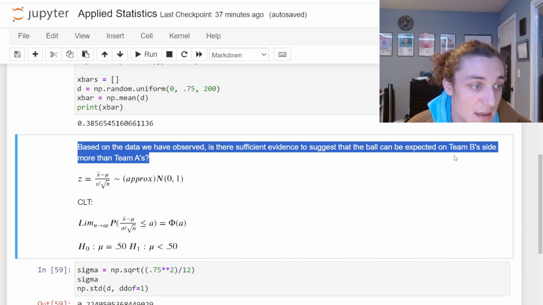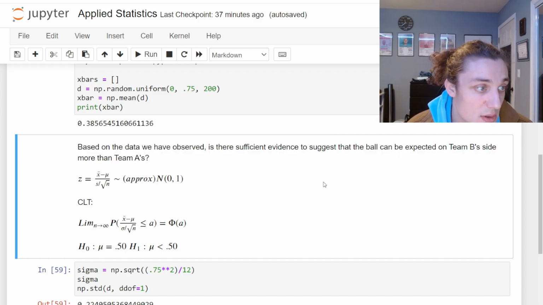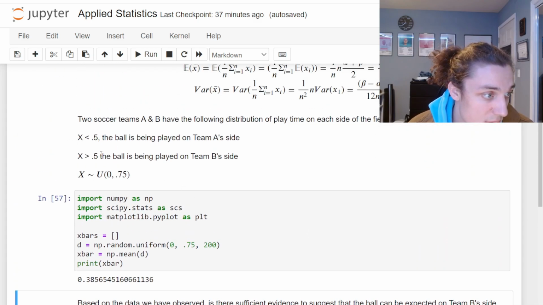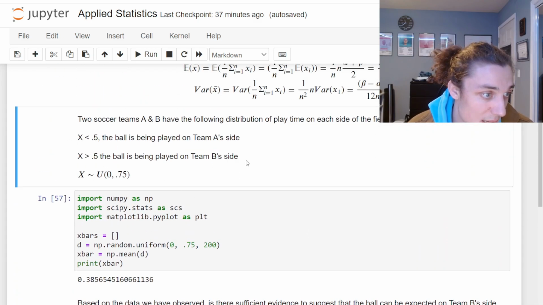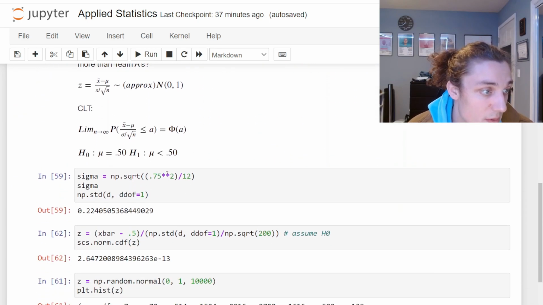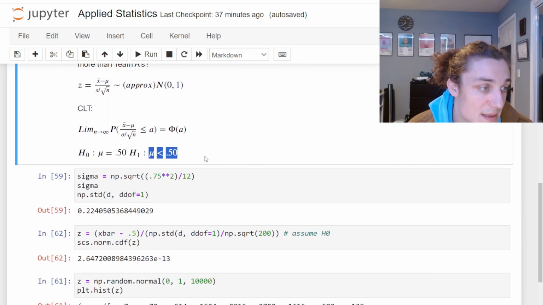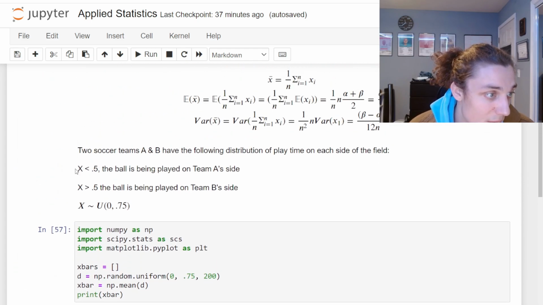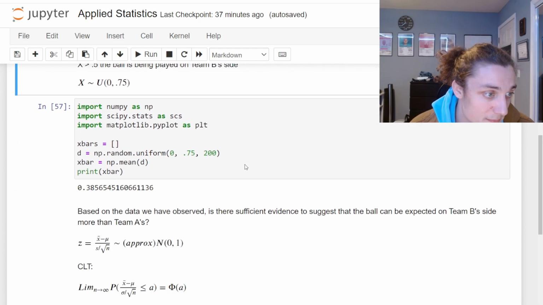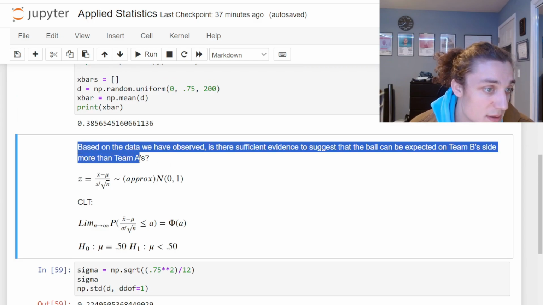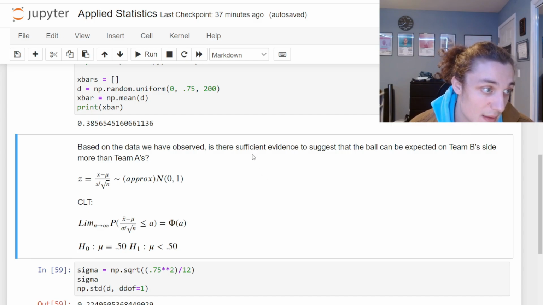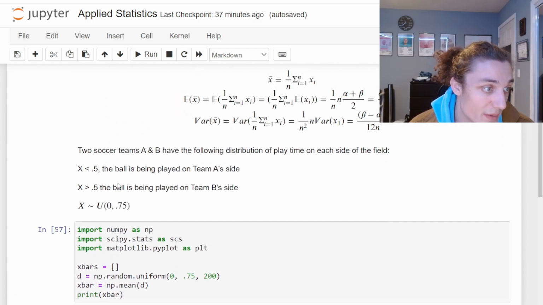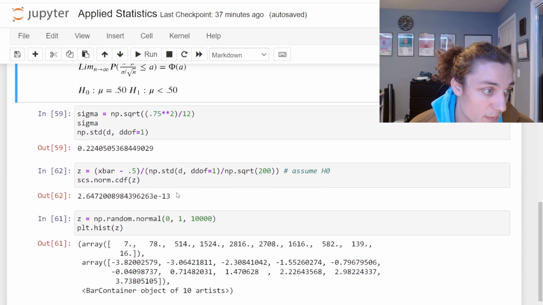So if this were the case, that is greater than 0.5, we would be on Team B's side most of the game. We're saying absolutely not. We're saying most of the time we're going to be on Team A's side. We're going to be less than 0.5, right? So the ball is being played on Team A's side. We can answer this question based on the data we've observed: the approximate probability of observing this data, if the population mean is equivalent to 0.5, is almost 0.